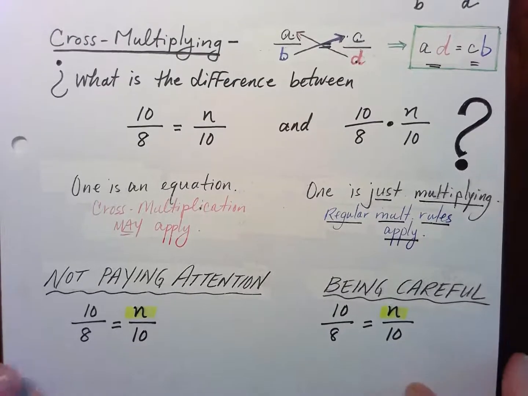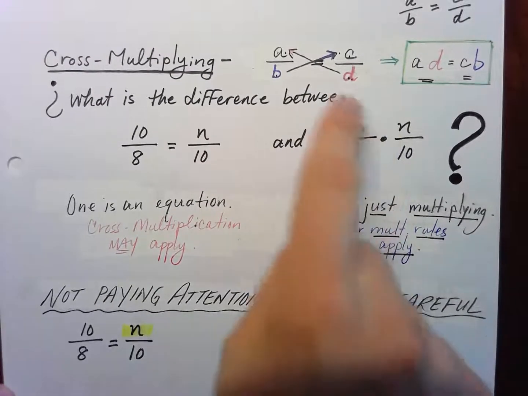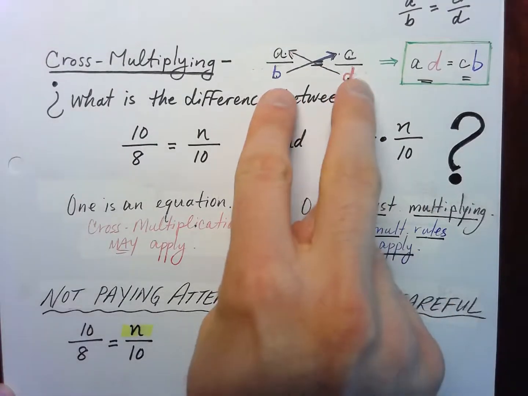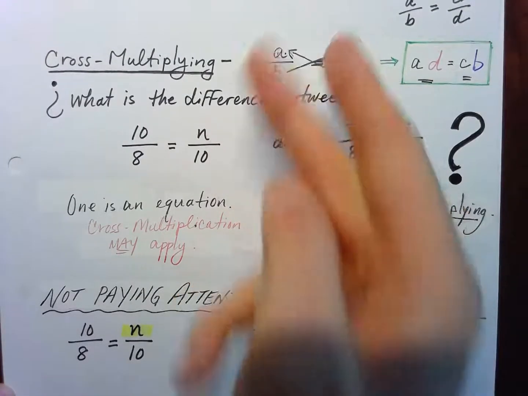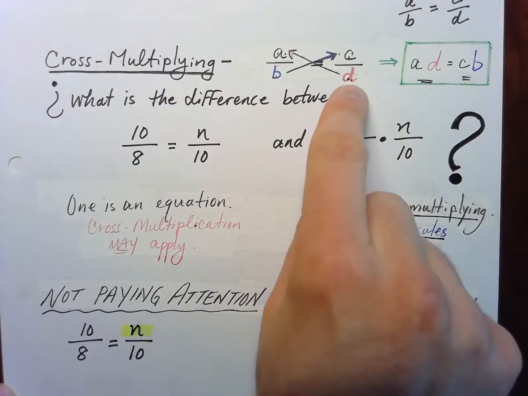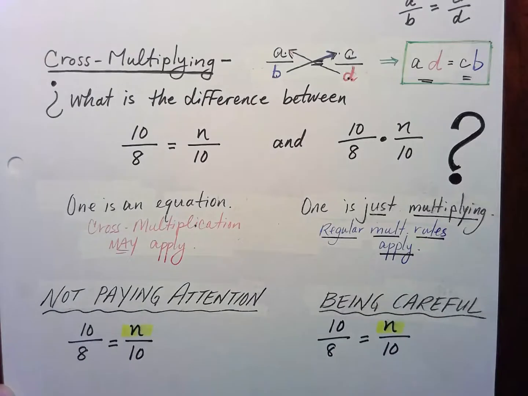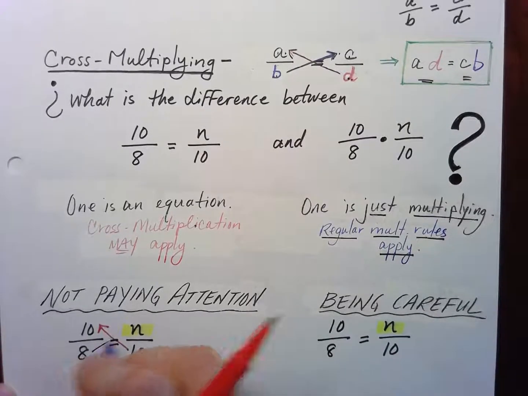So let's say, okay, all right, I know how to cross multiply now. I take each denominator and I multiply by the opposite numerators. So I bring the d up and I bring the b up. So if I do that down here, that means that I'm bringing the 10 up there and I'm bringing the 8 up here.